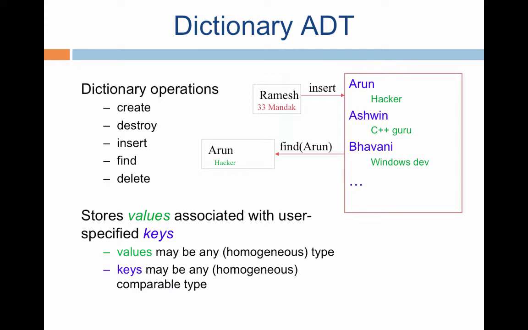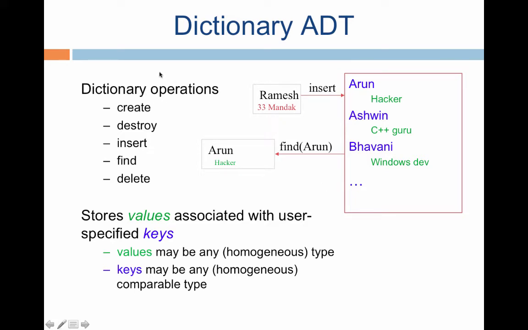The data structure, the abstract data type, is a dictionary data type, which means that the keys have an order. For example, we all know that Arun is lexicographically smaller than Ashwin. In other words, if you maintained a dictionary, Arun would precede Ashwini, and Ashwini would precede Bhavani, and so on. And this is exactly the dictionary order in which we view words.